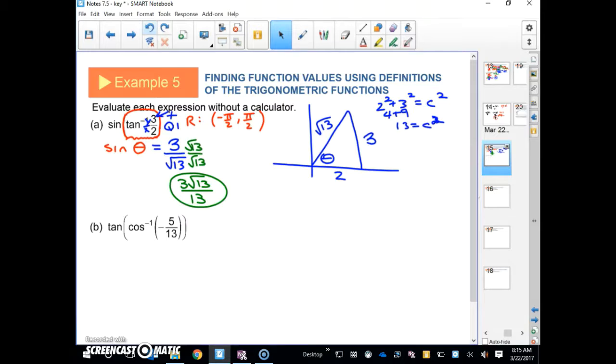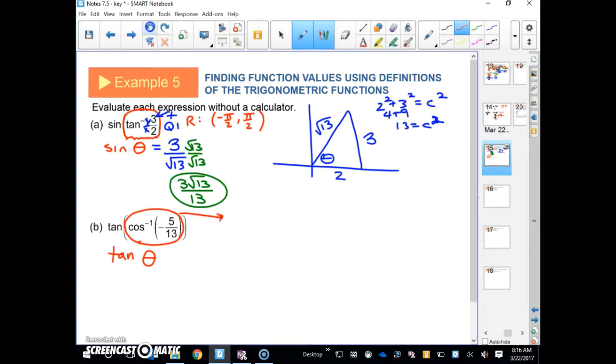So if I look at part B, it's tangent of inverse cosine of negative 5/13. Now again, this is an angle. So if you think of that as an angle, theta, we're just finding tangent theta. But we need to draw a picture of this angle. So, look at inverse cosine. And the range for inverse cosine was from 0 to pi.